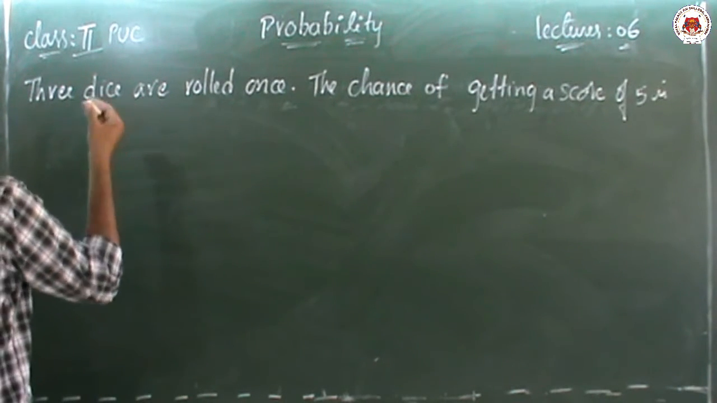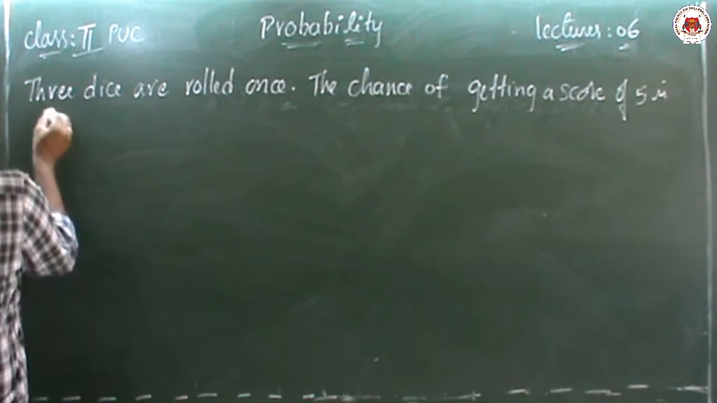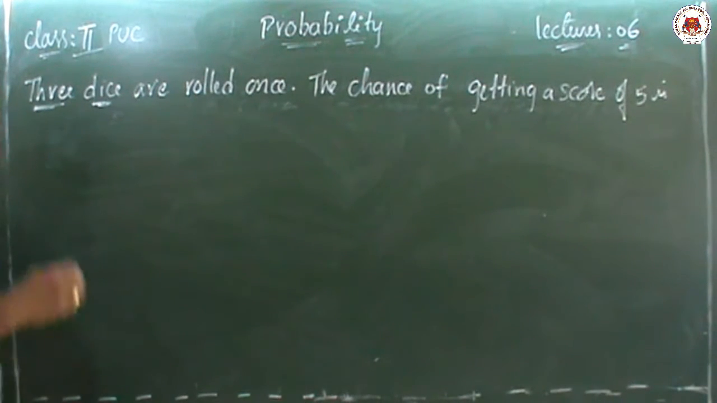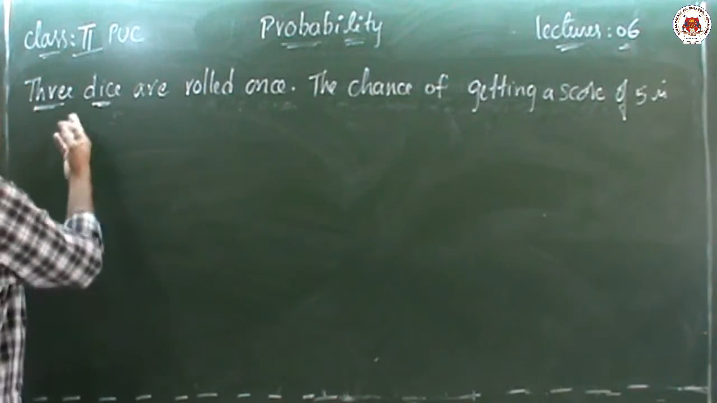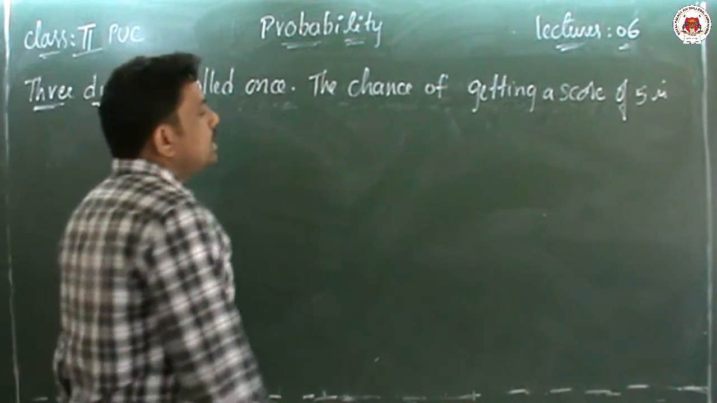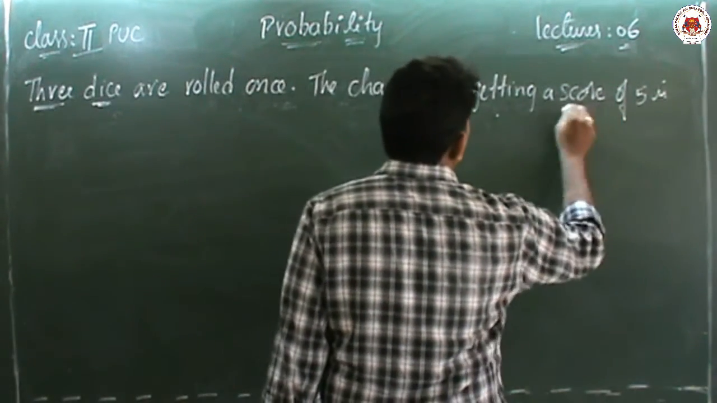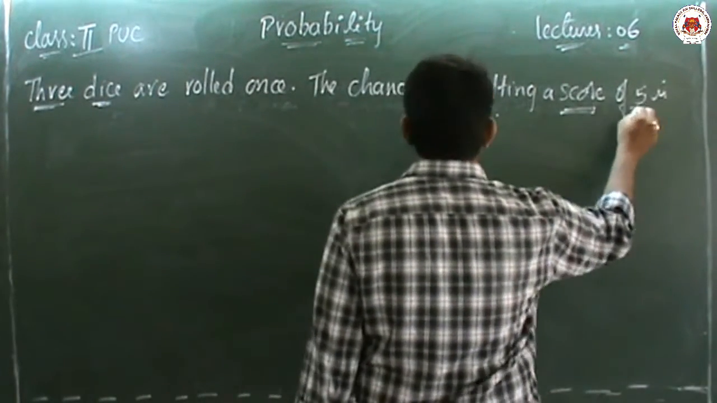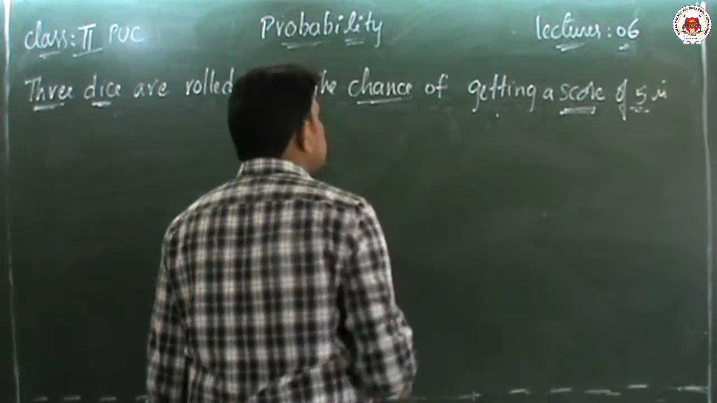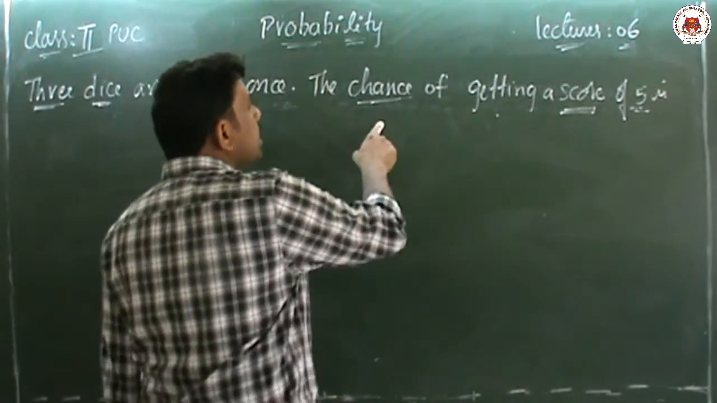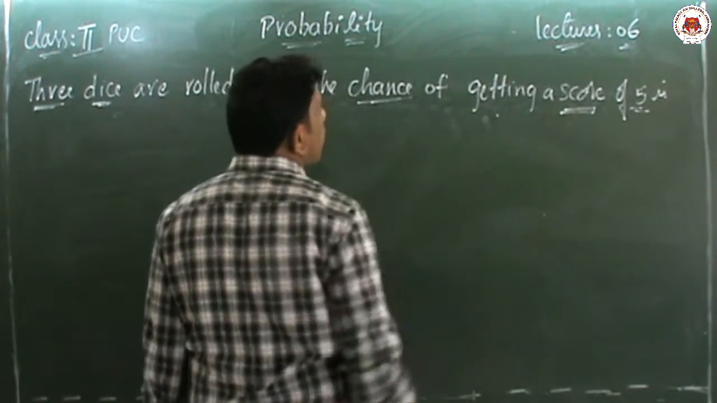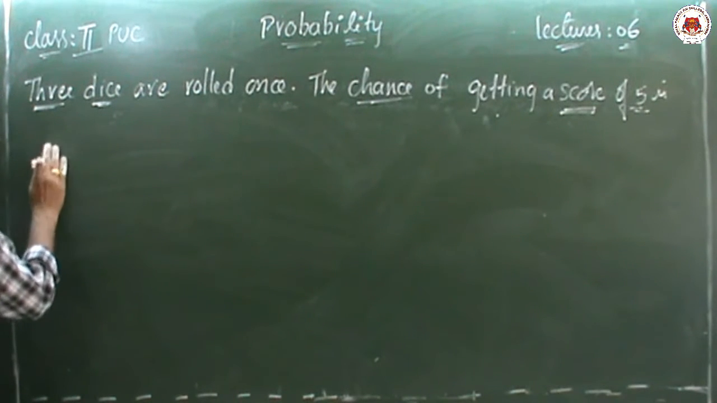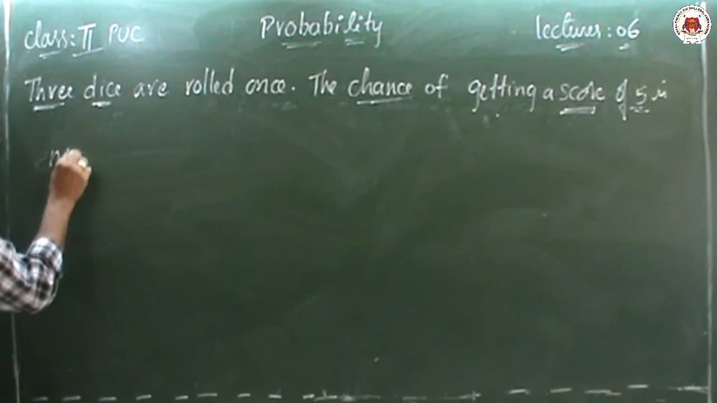Instead of the previous sum with only 2 dice, now how many dice are there? 3 dice. 3 dice are rolled once. The chances of getting a score, here the score is nothing but the total. How much total? 5. Here what is the meaning of chance? Chance is nothing but probability. Probability of getting a total of 5. This is the question. Okay children, now we will write the same story. First of all, we will write the n of S.